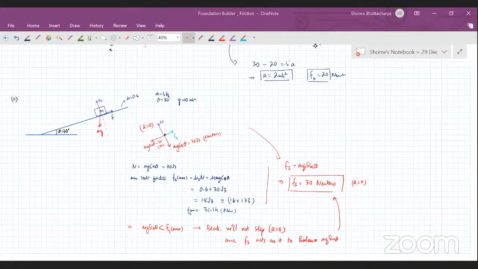The next chapter we will be doing will be work power energy. It is the same chapter as in your NCERT or H.C. Verma or whatever. In between there's the chapter of circular motion, but that we have done in the other track of physics. So after friction, we'll be moving on to work power and energy.